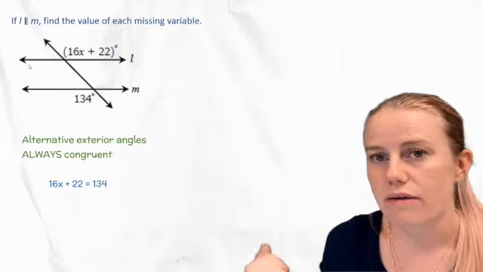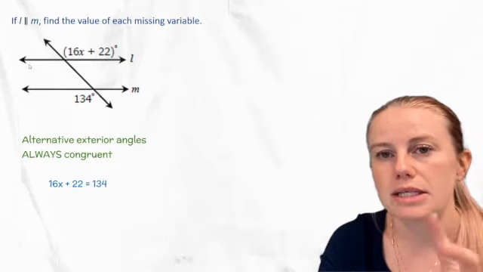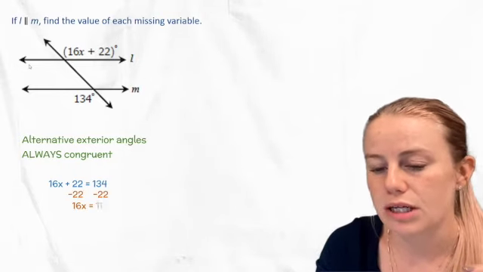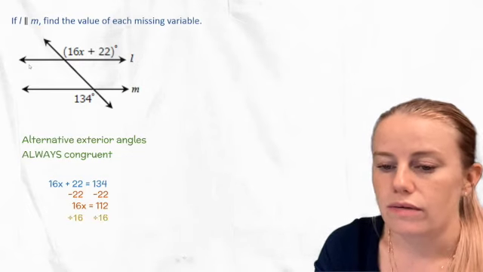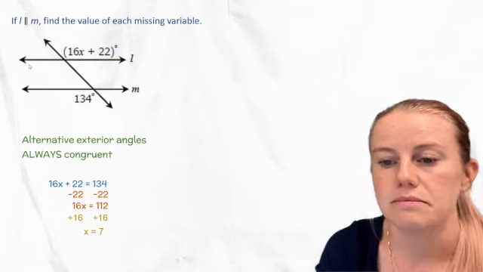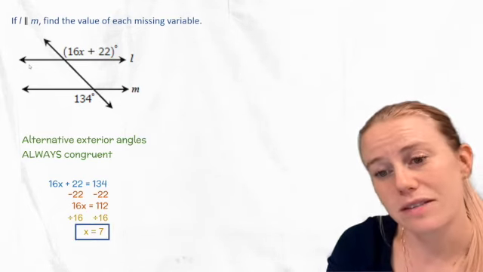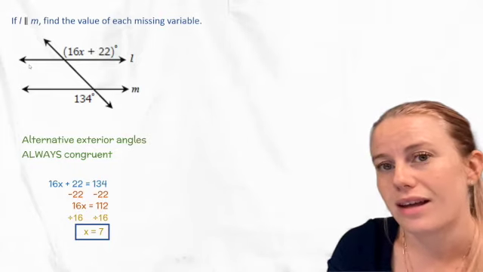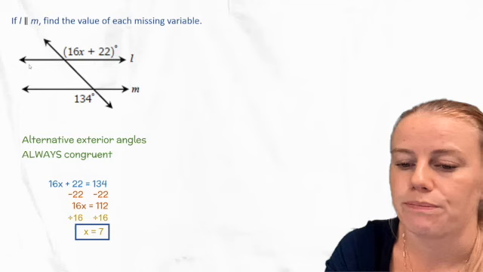Now I'm just solving for x. We know how to do this. Get x on one side by itself by doing the opposite operations. Subtract 22 from each side. 16x equals 112. Divide both sides by 16. x equals 7. That is it. That's all our question asks for. If it asks for what the angle measure is, we would know that would be 134.